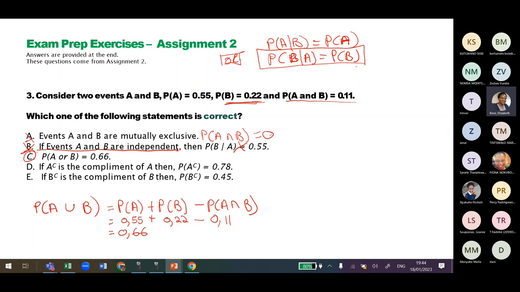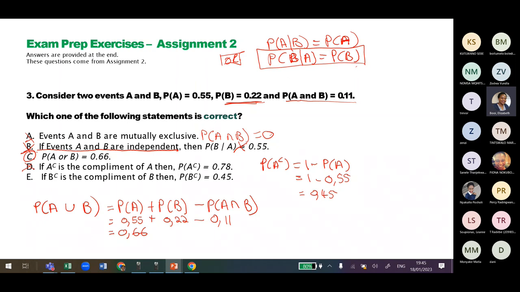In the exam, you will stop right there and move on to the next question. Number D. D says, if A complement is the complement of A, then the probability of A complement is equal to? What is the probability of A complement? It's 1 minus the probability of A, right? So what is the probability of A? 1 minus 0.55, and that is equal to 0.45. And D will be incorrect.